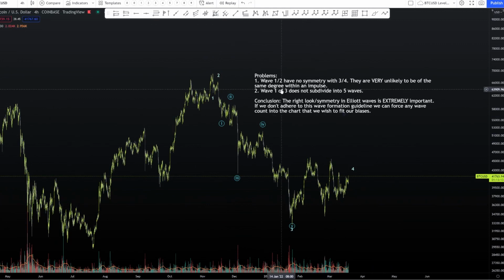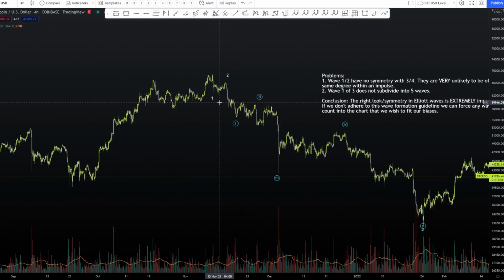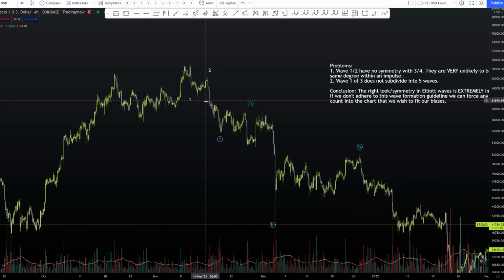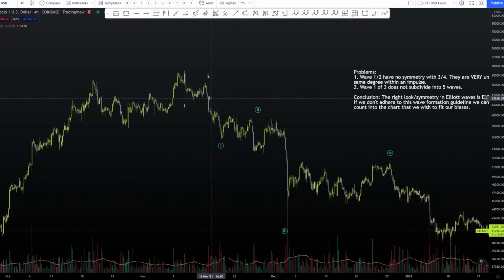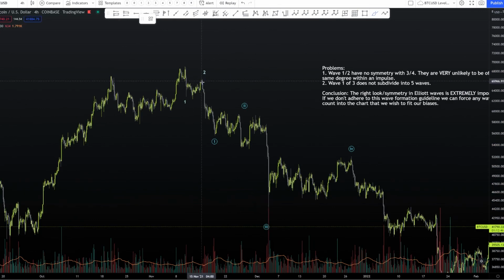Also, this wave 1 of 3, so if we're calling this all the wave 1 of this wave 3, it is not subdivided into 5 waves. For example, if you zoom in, we don't even have to zoom in that much to this wave right here. You can't get a nice 5-wave move out of this move right here. Even if you were to put the wave 1 down here, you still can't get a 5-wave move to give us an impulse. So therefore, I don't consider a wave 1 here to be a valid impulse.